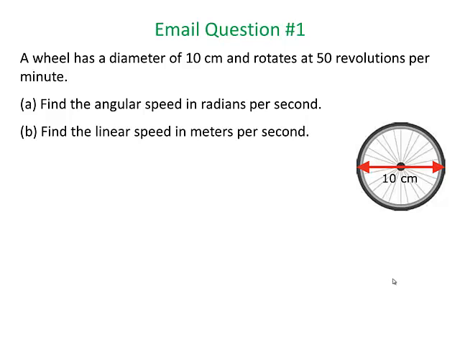Okay, so you're going to do this and leave your answer with the pi in the answer instead of giving me the rounded decimal answer. So you have a wheel of 10 centimeters and rotates at 50 revolutions per minute. Find the radians per second and the meters per second. When you're done, we'll continue our lesson.